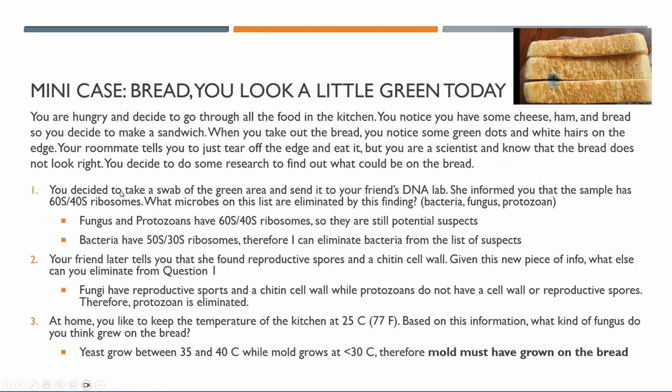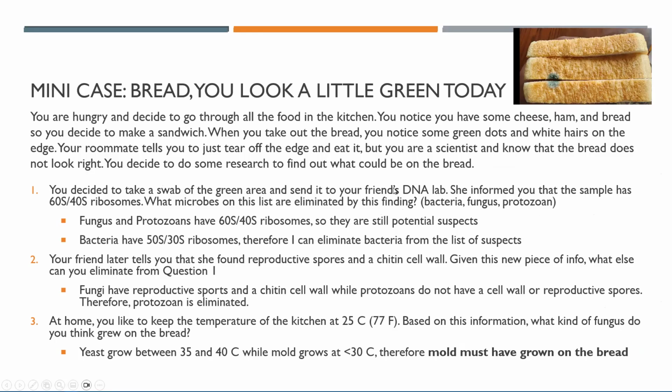So you'll have the first question. You decide to take a swab of the green area and send it to your friend's DNA lab because you're well connected, and she informs you that the sample has 60S, 40S ribosomes. What kind of microbes on the list are eliminated by this finding? And then you have a list here of bacteria, fungus, and protozoan.